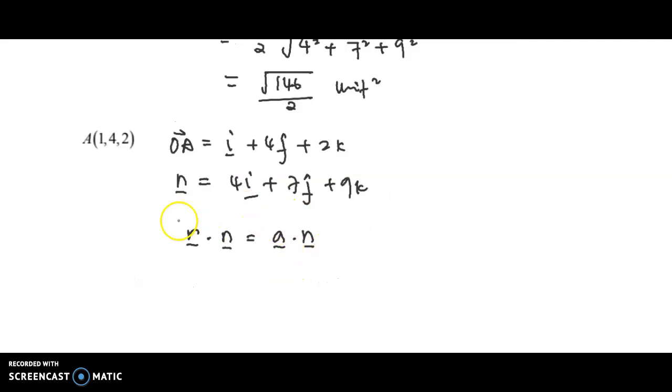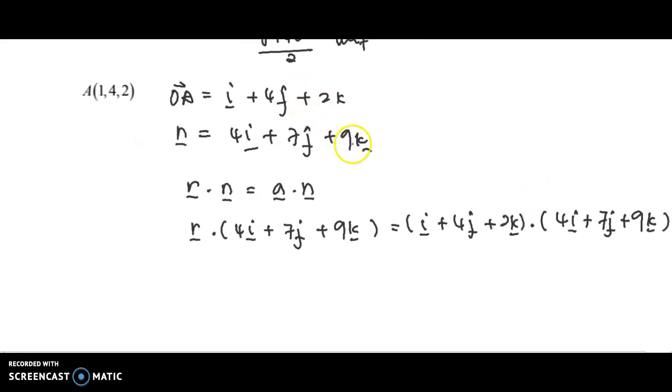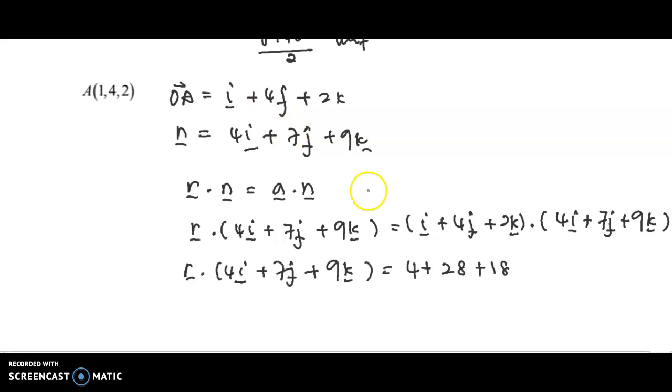This is the vector equation of the plane: r dot n equals a dot n. Substitute n and OA as your fixed point A into this equation. So from here, you can see that you need to find the dot product between a and n. How do you get the dot product? You take the coefficient of I and multiply by this I coefficient, plus J multiplied by this J coefficient, plus the K coefficient multiplied by this coefficient. So you get this, and simplified, you get 50.